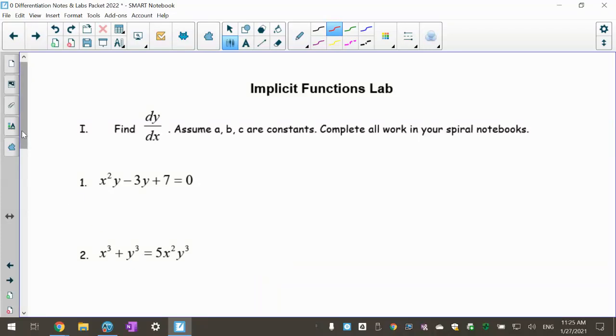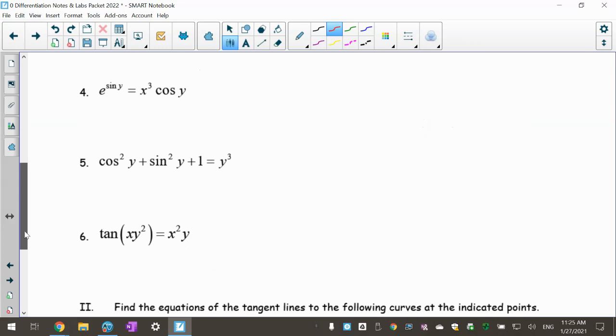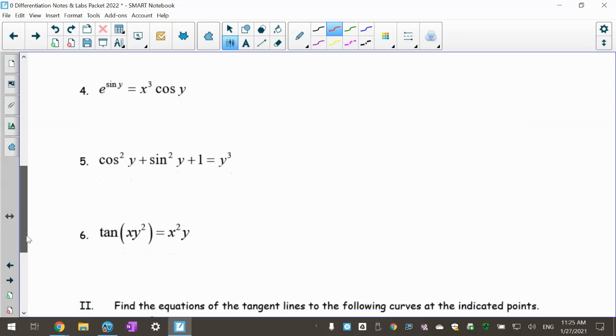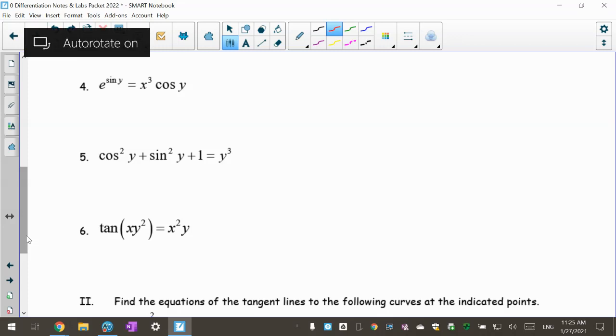Okay, this is the second installment of this implicit functions derivative lab. In the first video I covered 1, 2, and 3. So I don't make this video too long, but it goes to 8, I'll go as far as I can, and I might do one more video. We'll see how long this one lasts.